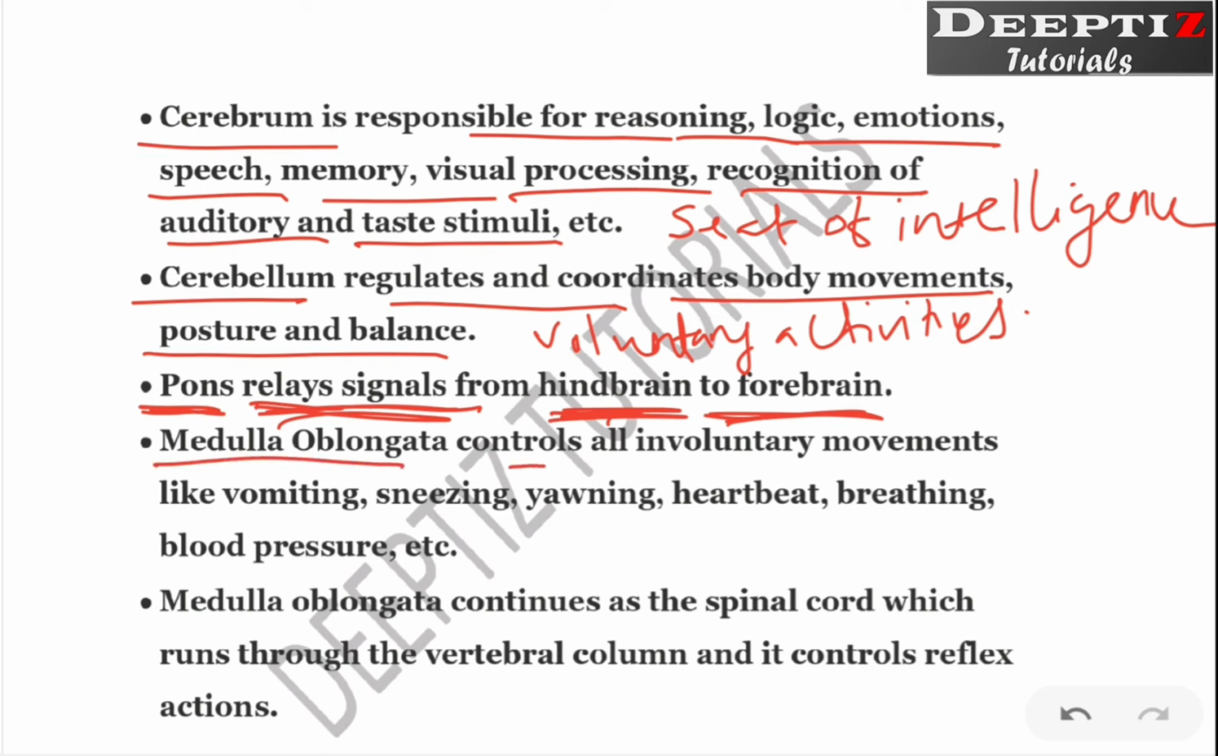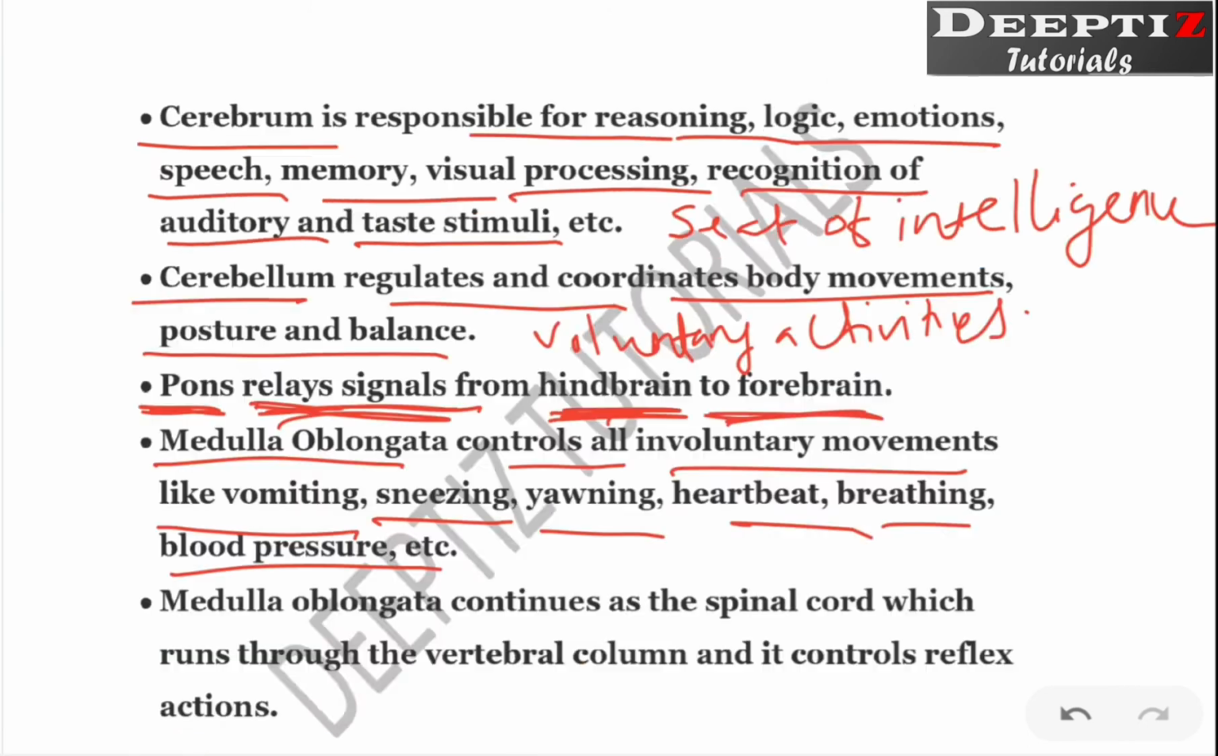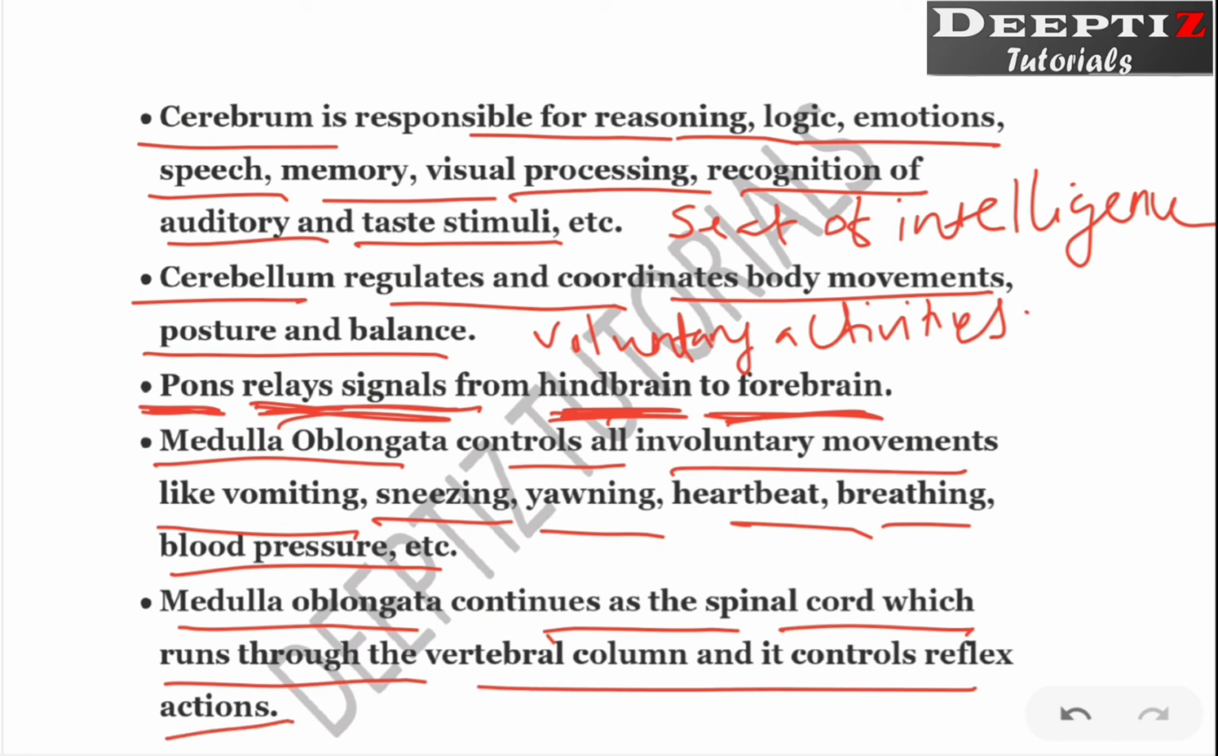Medulla oblongata controls all involuntary movements like vomiting, sneezing, yawning, heartbeat, breathing, blood pressure. All these things are done by this medulla oblongata, right? Now medulla oblongata continues as spinal cord, which runs through the vertebral column and it controls reflex action. We will see what is reflex action.